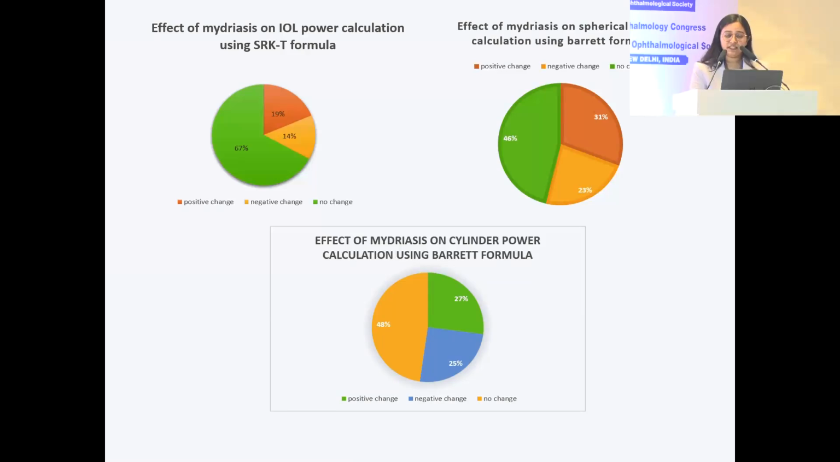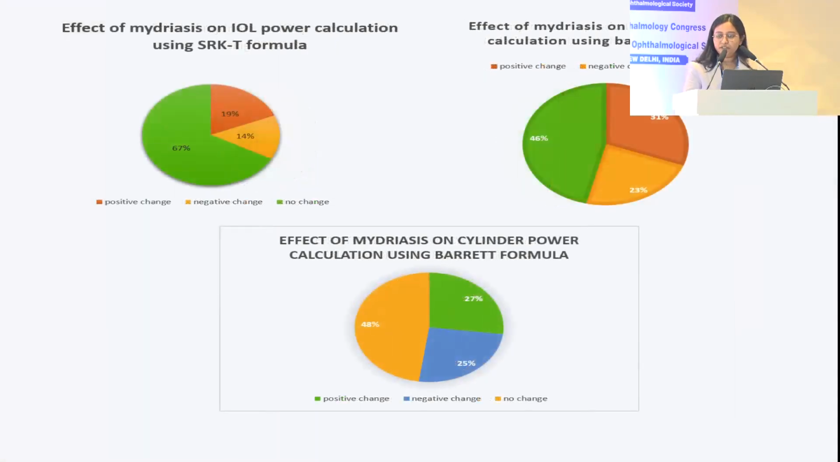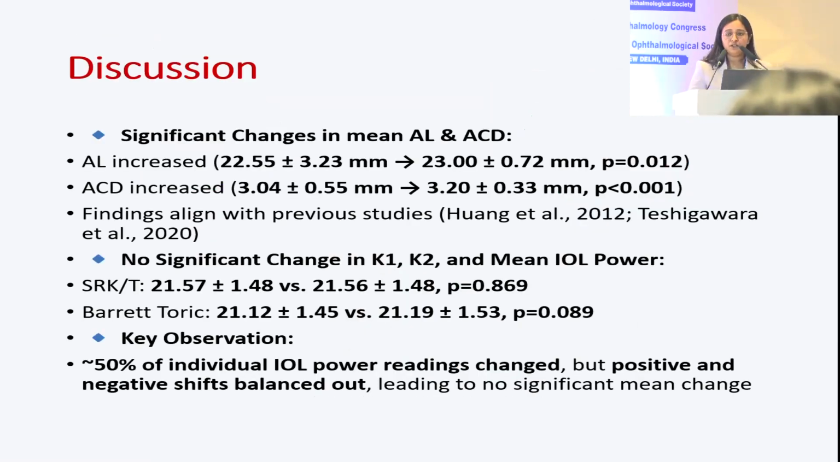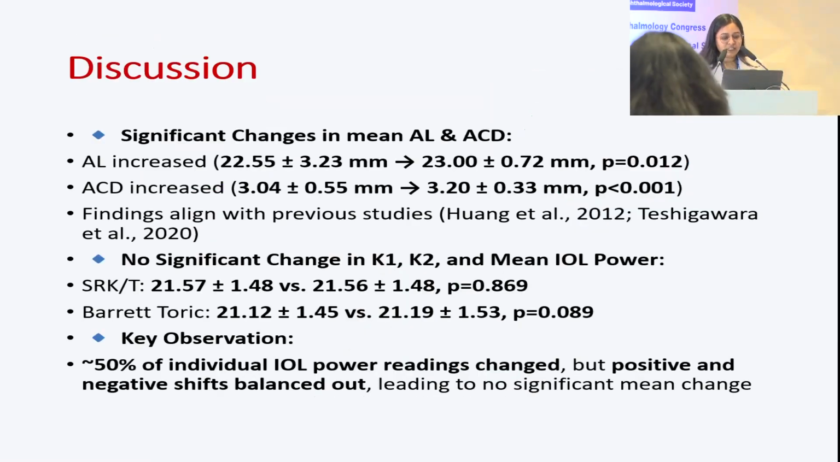However, if we look at the individual readings, we can see that with the SRK/T formula, 67% readings remain unchanged, whereas with the Barrett formula spherical power only 46% readings remain unchanged, and 31% had a positive change and 23% had a negative change. Similarly, for cylindrical power calculations using the Barrett formula also, only 48% readings remained unchanged. Means more than 50% readings were getting changed either positively or negatively post dilatation. However, we could not study in detail the effects.